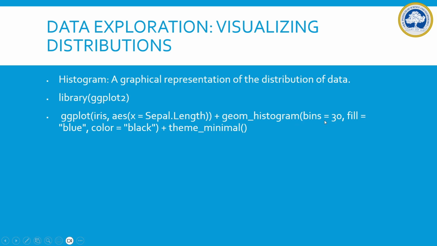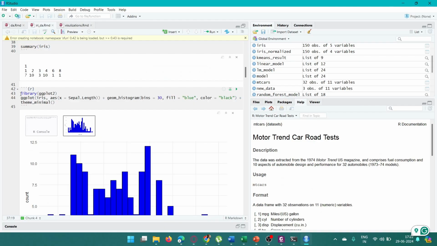Under histogram the bin size is 30, and we want to fill the graph with blue color and the outline color of the graph should be black. We want to use a minimal theme for this. So let's see how this command responds in our environment. So this is the command.